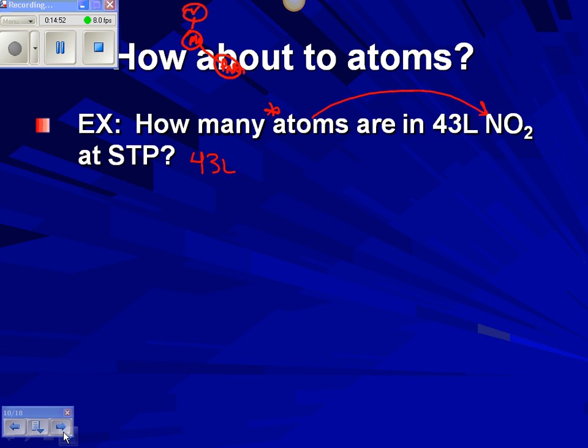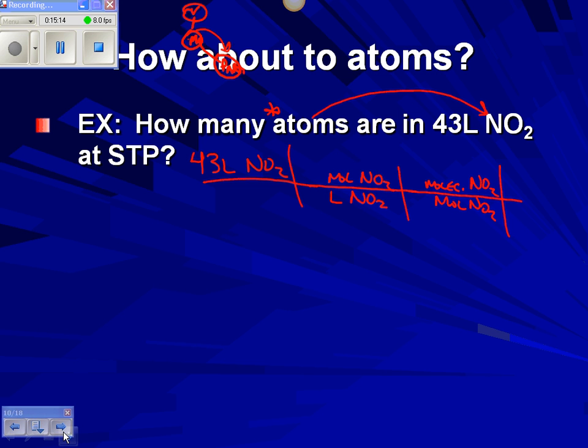43 liters of nitrogen dioxide. I need to get rid of the label of liters of nitrogen dioxide, get it to moles of nitrogen dioxide. I can go now from moles to my particles island, but that label is molecules of nitrogen dioxide. And then I say, okay, I need to get rid of molecules of nitrogen dioxide, and I need to get it to atoms of nitrogen dioxide.